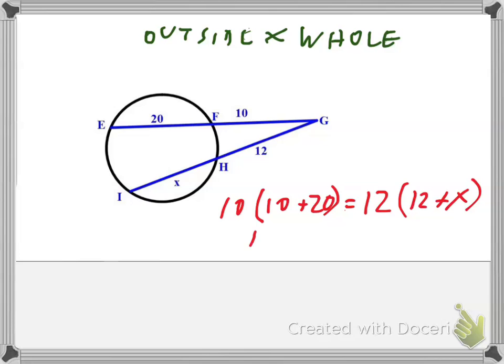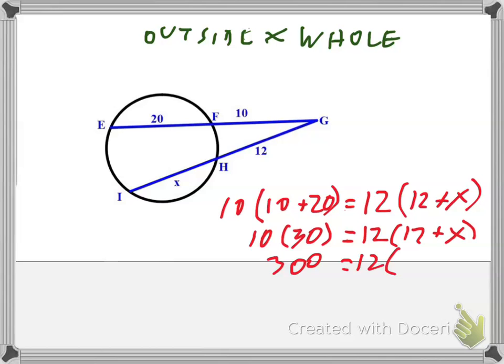Okay, so 10 plus 20 is 30, so I have 10 times 30 equals, and I'm just going to drop this down. You could distribute in, but in this case it'll be easier to leave it as 12 times 12 plus x. 10 times 30 is easy enough, that's 300 equals 12 times 12 plus x. Here's why I did not distribute: now I'm just going to divide by this 12 here. So this becomes 25 equals 12 plus x, subtract 12, and 13 equals x.